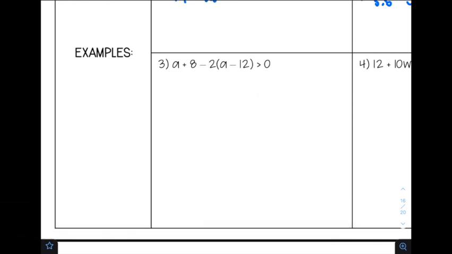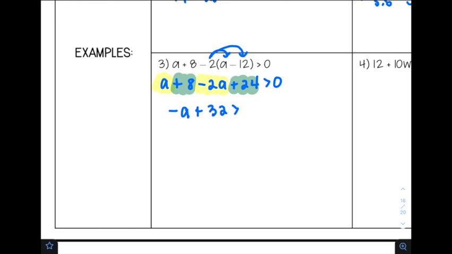Don't graph it yet. All right, so if I just rewrite everything, I have A plus 8. My negative 2 is getting distributed to A and negative 12. So I would get negative 2A plus 24 is going to be greater than 0. That's how I get rid of my parentheses. I distribute. I have A and negative 2A, and then I have plus 8 and plus 24. So I'm going to combine my like terms. I'm going to get negative A plus 8 plus 24 is 32 is greater than 0.